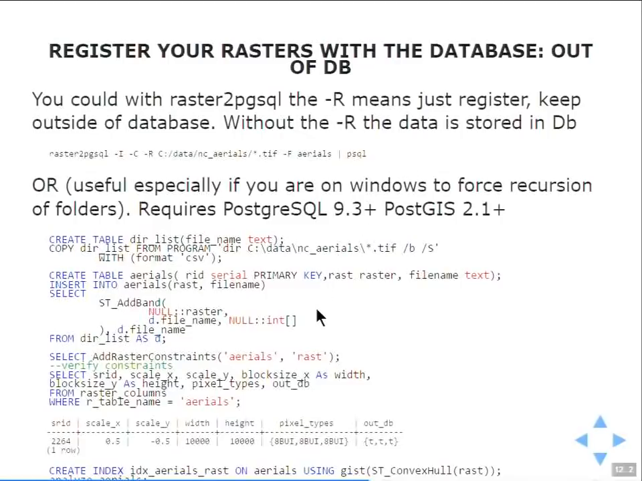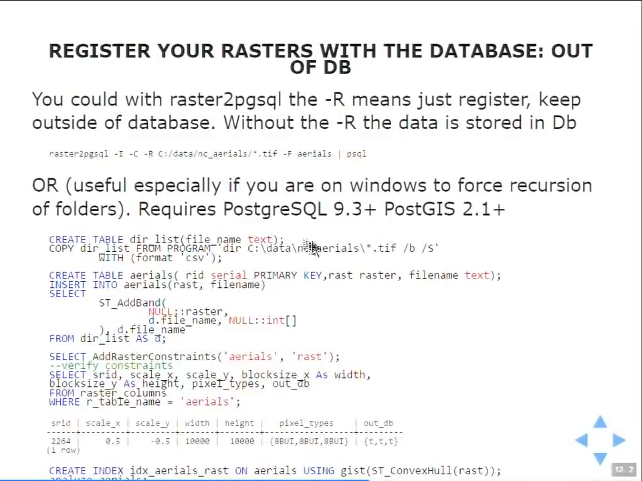The other way you can do it is you can basically register all the rasters through SQL. I like this feature because, for example, in Windows it's hard to recurse folders, but if you use the Windows command line dir with the /s switch, it can recurse folders. So this requires two things. The first is that in 9.3 they introduced this nifty feature called COPY FROM PROGRAM, which allows you to call out to any program that you have on your system, assuming that the PostgreSQL account is allowed to execute it, and then dump the results into a table.